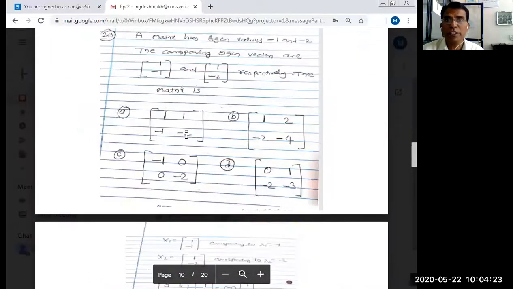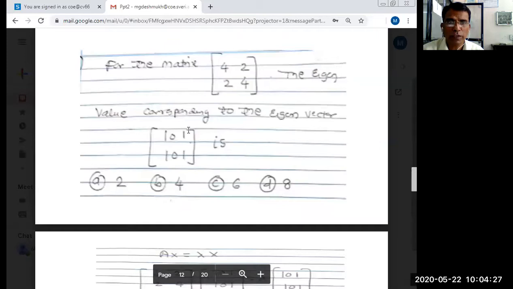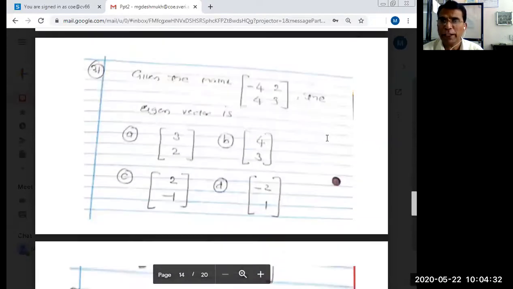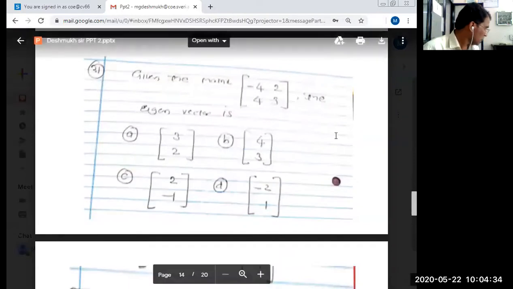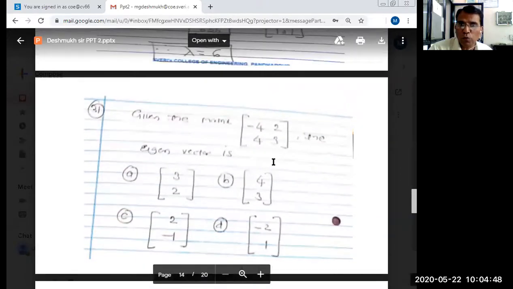We solved 30 problems yesterday. This problem was the last yesterday. So now today you take down this problem, take your time and do it yourself. Please take down this problem and solve it. Given the matrix -4 2, 4 3, the eigenvector is.